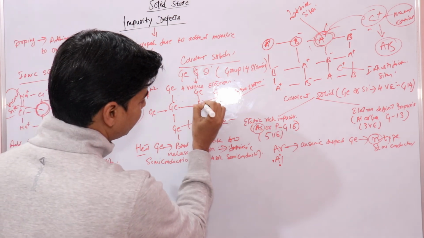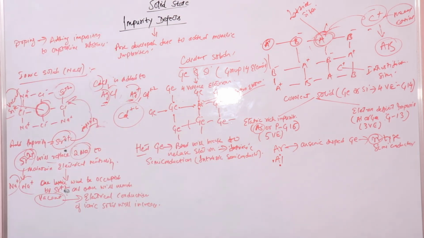And one site is vacant. Aluminium is a group 13 element. When germanium is doped with aluminium, at some lattice points, the lattice points are substituted by aluminium or gallium. Gallium also has 3 valence electrons. Now group 13 elements have only 3 valence electrons, so they can form 3 covalent bonds.